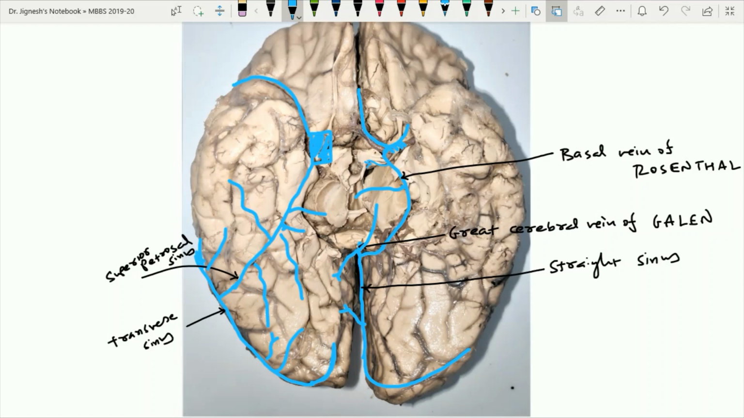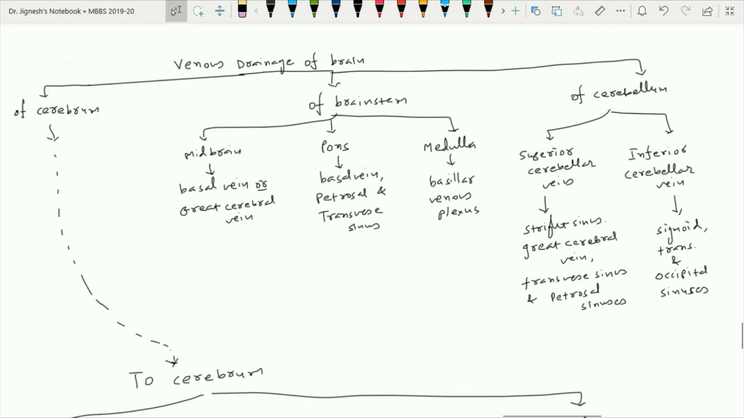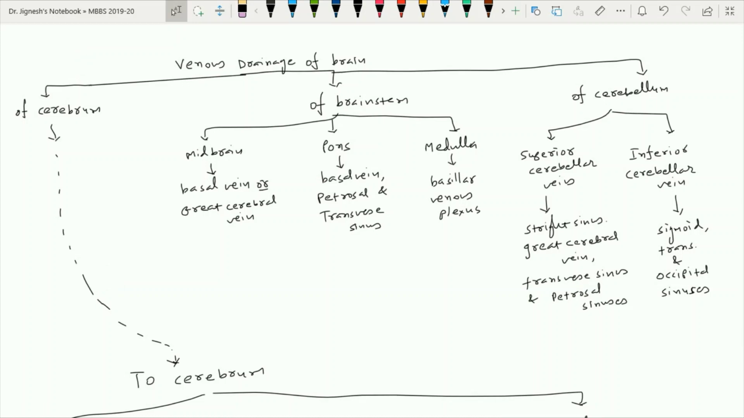So all these are the venous drainage of the brain. So this is all about the blood supply of the brain. So let's quickly revise the venous drainage of the brain. Now let's recap the venous drainage of the brain.